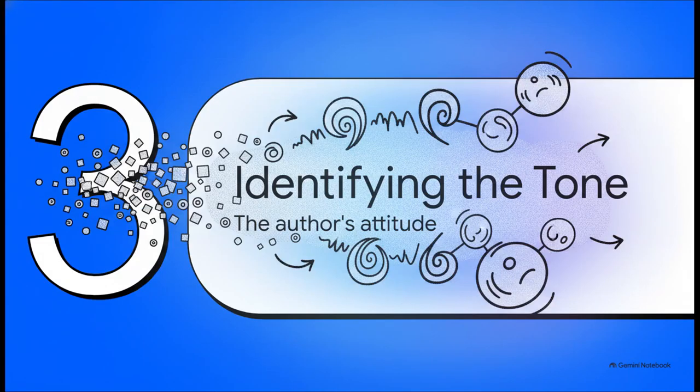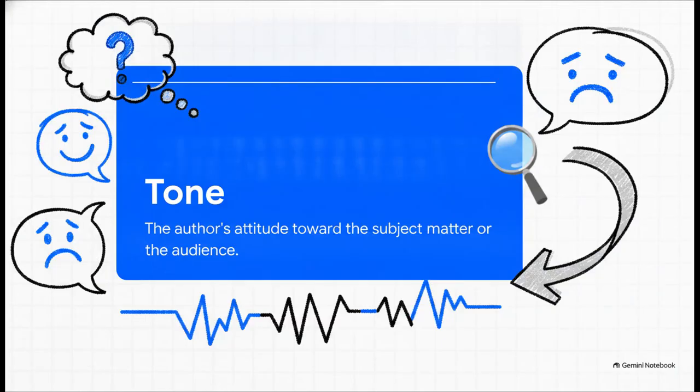Section 3. Identifying the tone. We're moving from the micro level of single words to the macro level. Tone is the author's overall attitude toward the subject matter or the audience. When someone says, hey, don't take that tone with me, they aren't really talking about the literal words being said, are they? They're talking about the underlying attitude. Well, the exact same rule applies to reading.